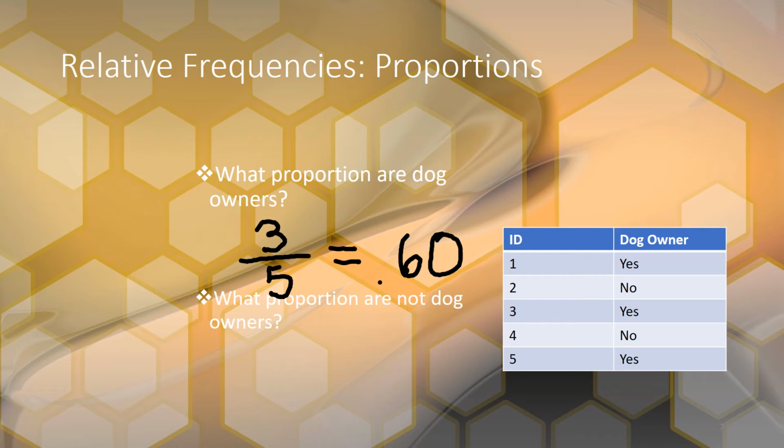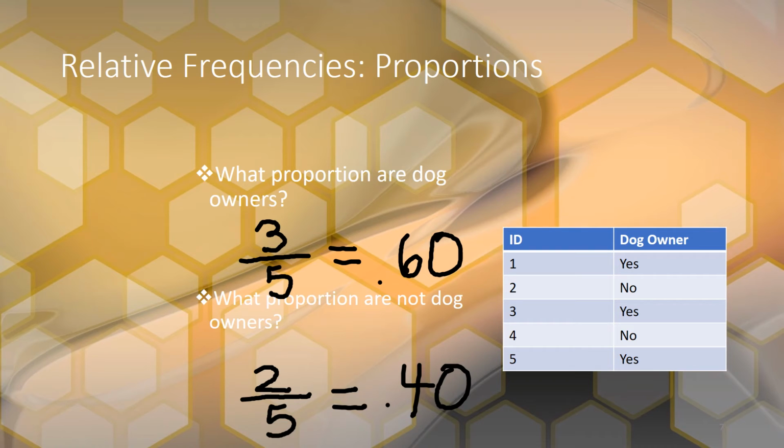We can do the same thing for not dog owners. So the 2 people said no. So that's a number in the category, which is 2, and we can divide that by 5, which is the sample size. And again, we can express that also as a decimal. So you take 2 divided by 5, you get 0.40.